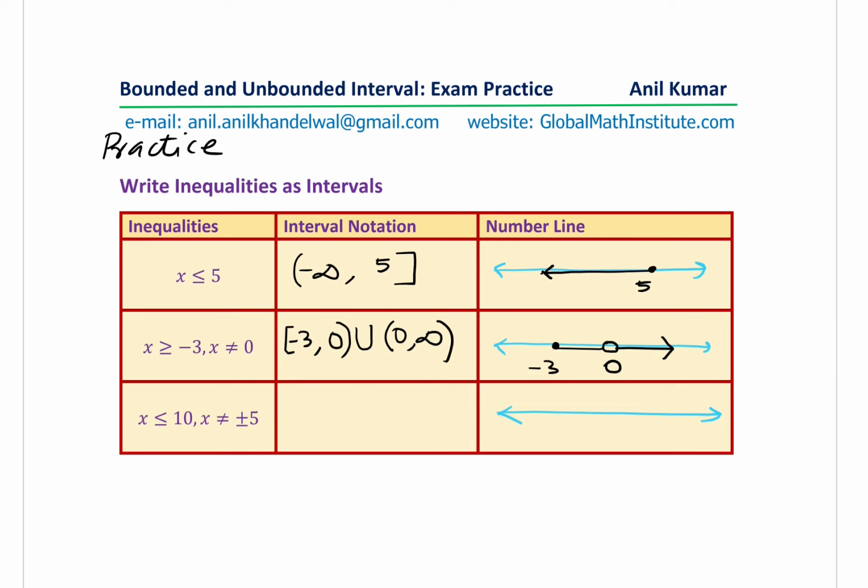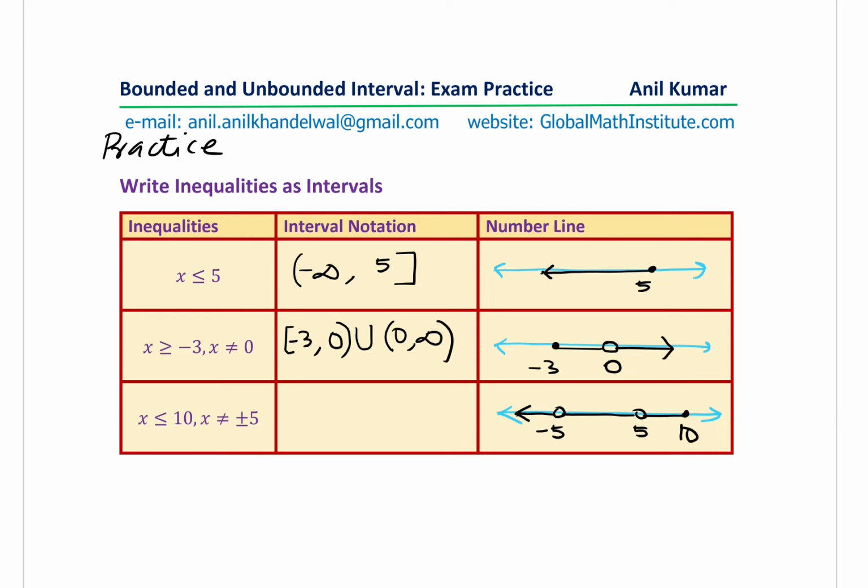So that is how you're going to show it in interval notation. The last question here is x is less than or equal to 10, but it is not equal to plus and minus 5. So that means that these points, which are minus 5 and plus 5, are not included. Show them with an open circle on a number line. But since it's less than or equal to 10, 10 is included and you're moving towards the left side. Do you see that part? So that is how on a number line you're going to provide the solution.